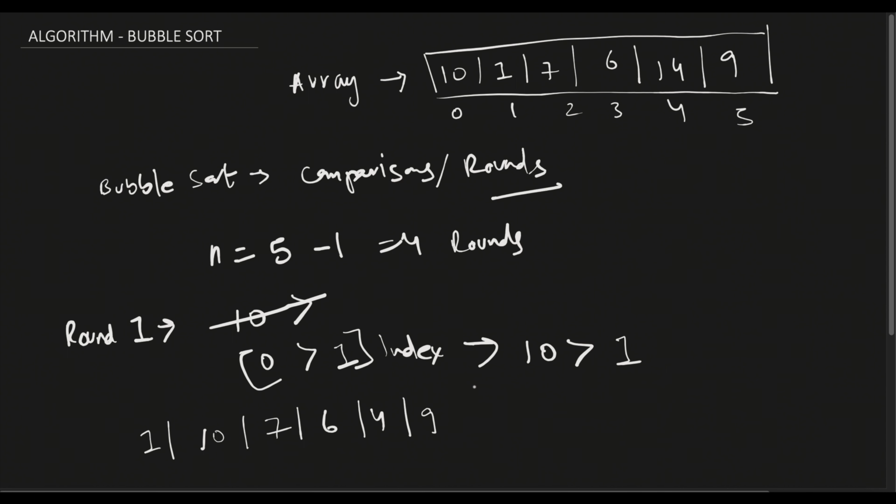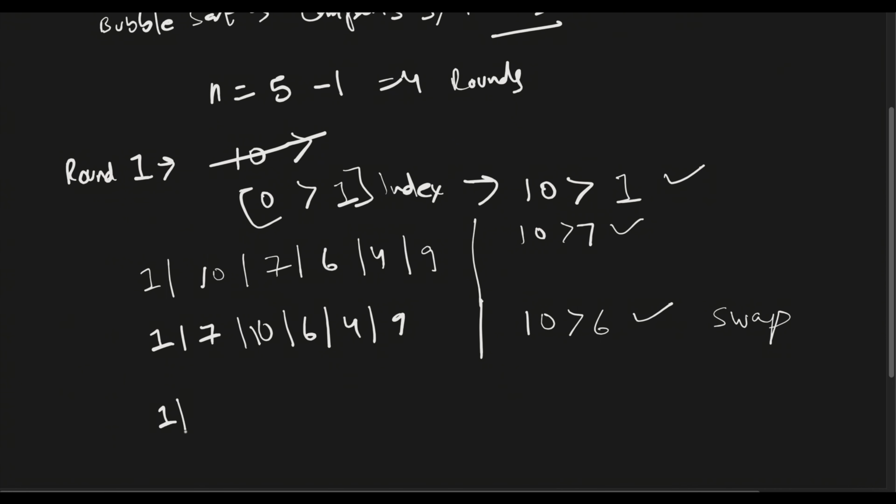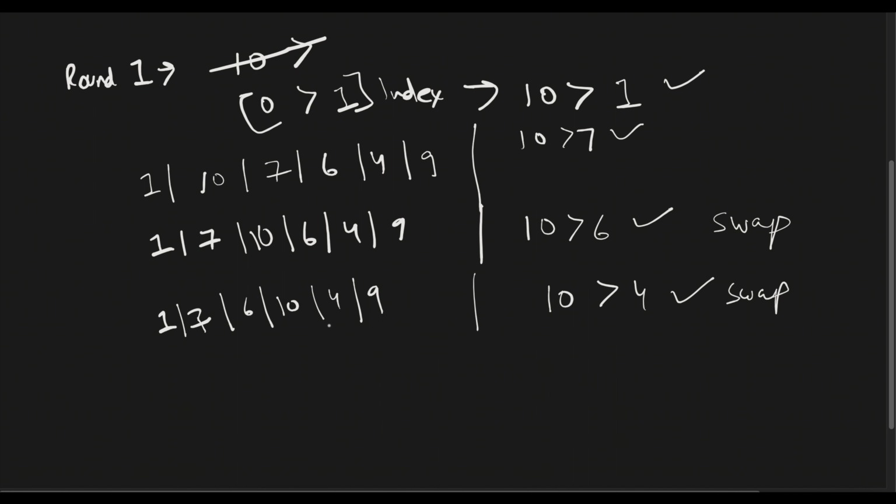Now I will compare here. Is my 10 greater than 7? Yes, 10 is greater. Then I will put 7 here, 10 here, 6 14 9. Now next, is my 10 greater than 6? Yes, it is. Then do swap. So 1 7 6 10 14 9. Is my 10 greater than 14? In this way I will keep comparing and swapping.